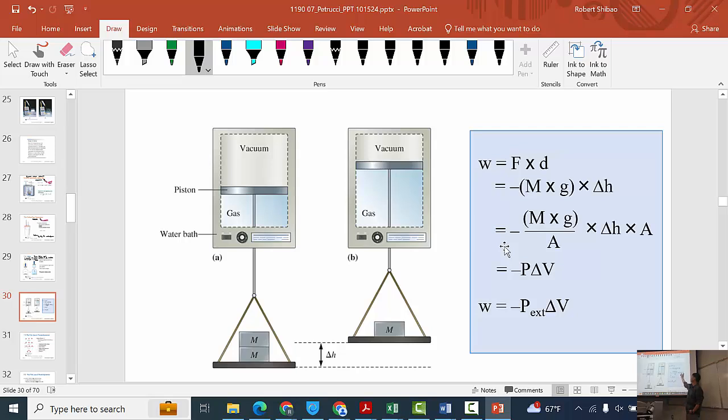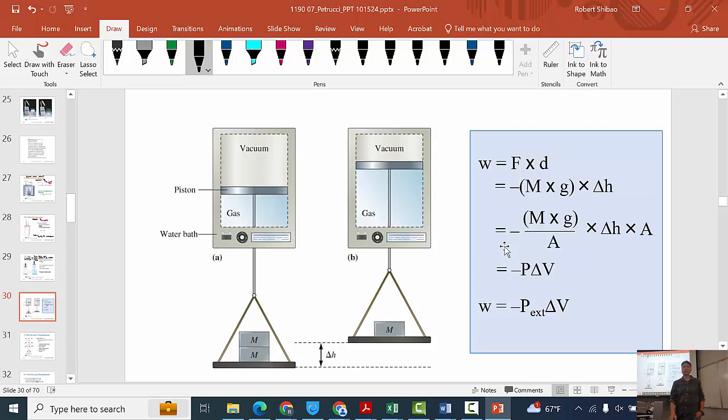Well, if we multiply delta h by A and divide by A, so we're multiplying and dividing by A, then m times g over A is the force per unit area. Force per unit area is pressure. And delta h times the area, that is the height times the area, is the volume. And so we get this equation. This equation will allow us to calculate the amount of work that's done quite easily. All we need to know is the initial volume and the final volume, and then we can determine how much work is done.